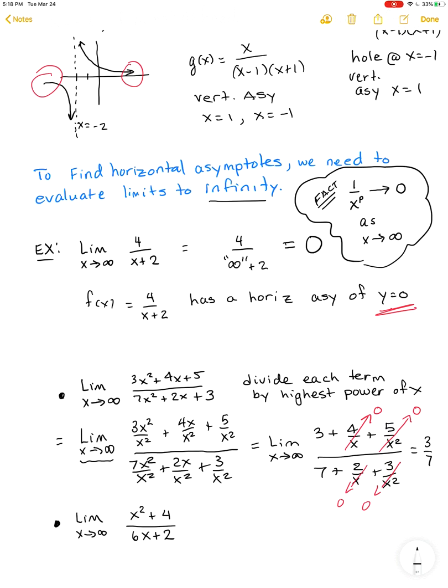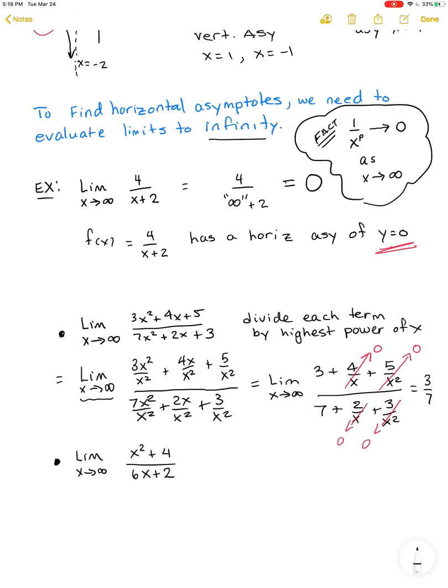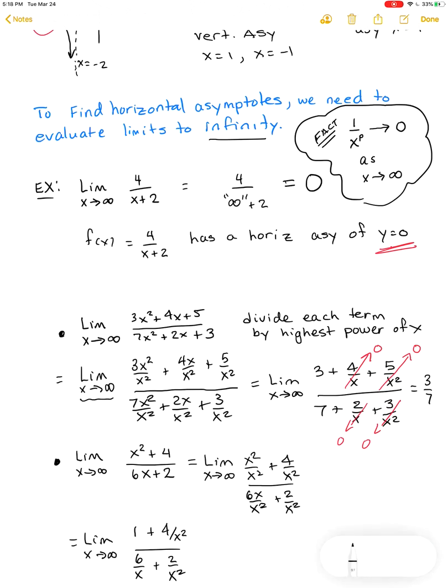Now let's try one more here, and then I've got to point something out to you. We're going to do this dividing by the highest power of x. In this expression, the highest power of x is also x squared. So let's rewrite this fraction as x squared over x squared plus 4 over x squared, divided by 6x over x squared plus 2 over x squared. So I'm looking to take the limit as x goes to infinity. I'm going to get a 1 plus 4 over x squared and a 6 over x plus 2 over x squared.